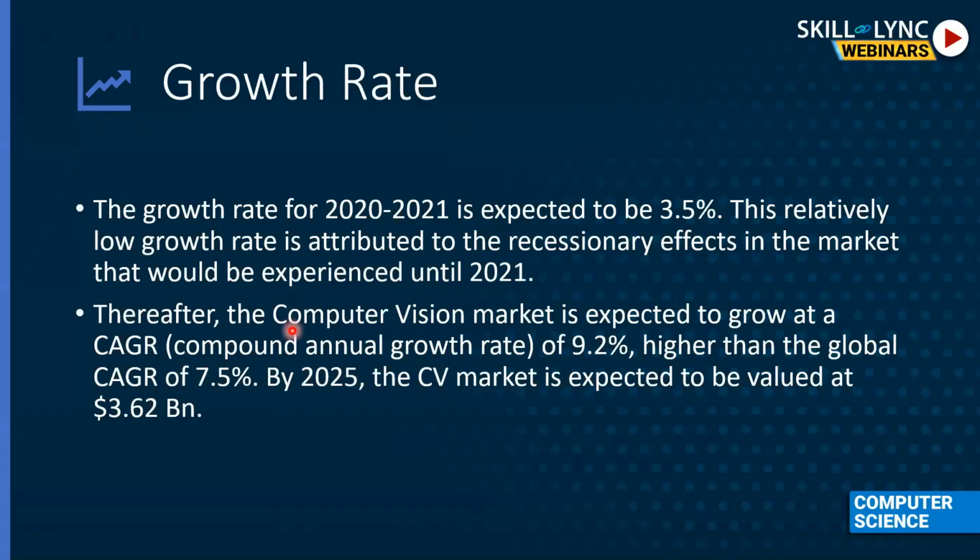So we have growth rate. Because of the current pandemic, the growth rate has reduced, and it is now expected to be 3.5 by the end of this year. This lower growth rate is attributed to recessionary effects of the current market, and maybe it will be experienced till 2021. And after that, it is expected that the growth rate, this is compound annual growth rate, will increase in the computer vision field to up to 9.2%, which is actually higher than the global growth rate. And by 2025, we expect that the CV market in India will be valued at 3.6 billion.